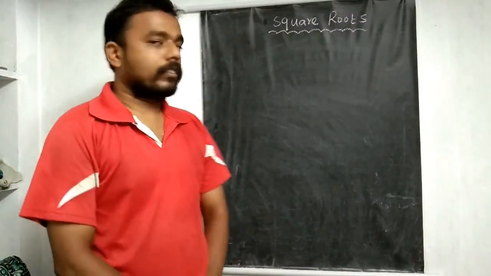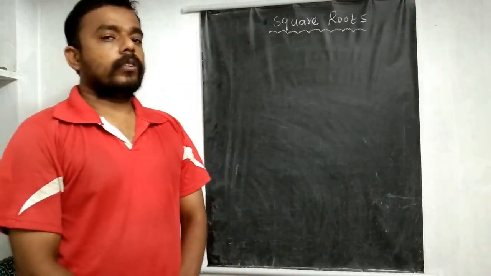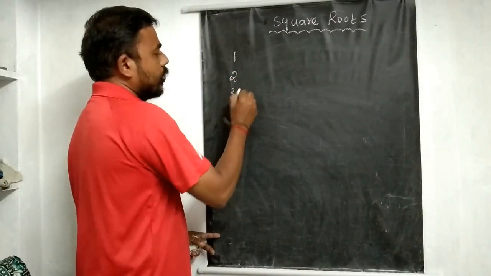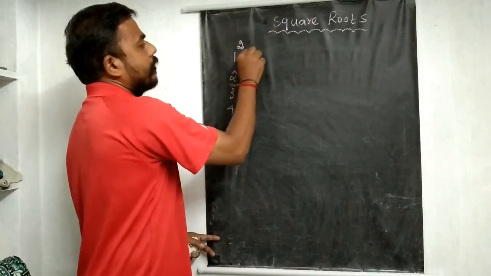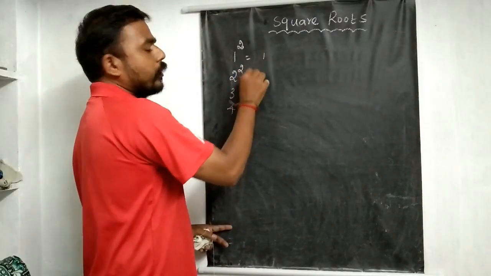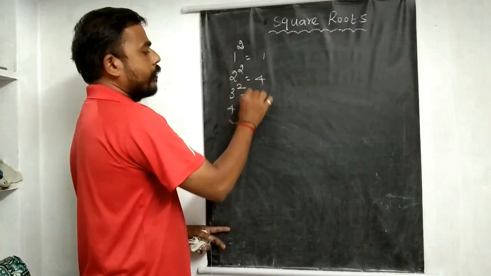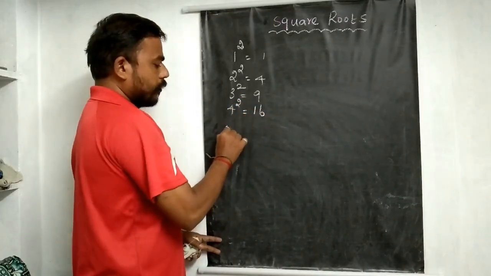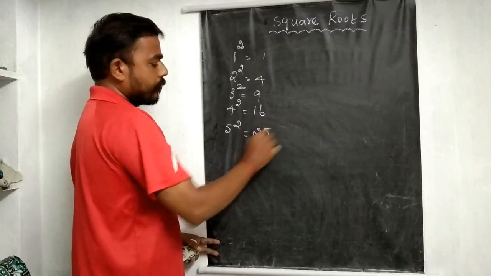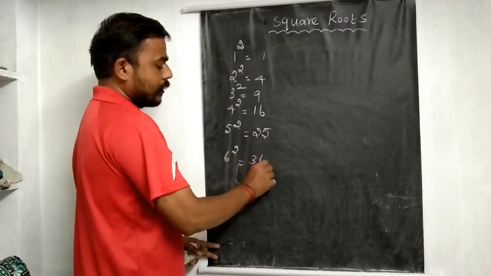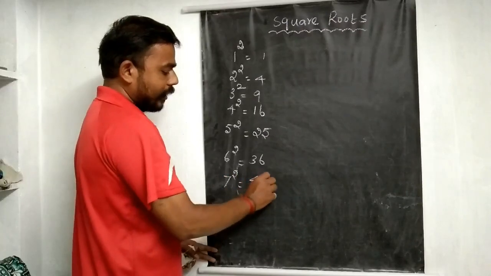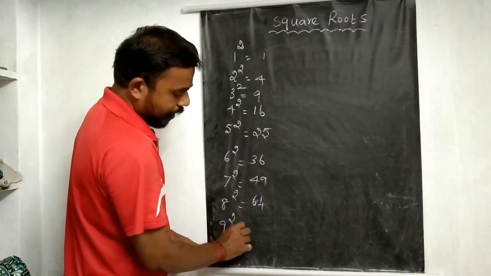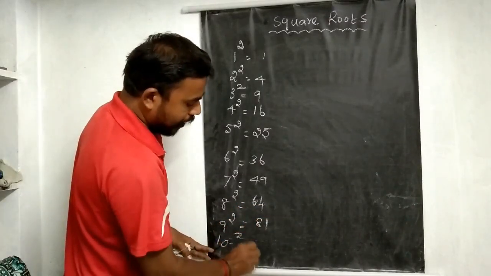Now we are going to discuss square roots. The square root is nothing but, we already discussed the numbers 1, 2, 3, and so on. 1 squared is 1, 2 squared is 2 into 2, which is 4, 3 squared is 3 into 3, which is 9, 4 squared is 16, 5 squared is 25, 6 squared is 36, 7 squared is 49, 8 squared is 64, 9 squared is 81, 10 squared is 100.